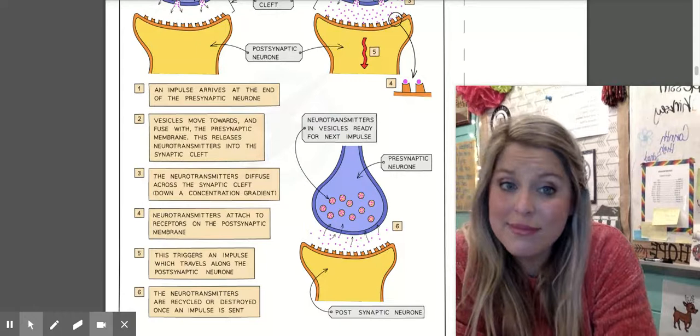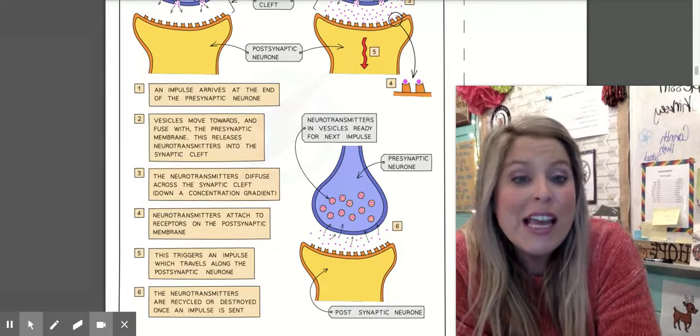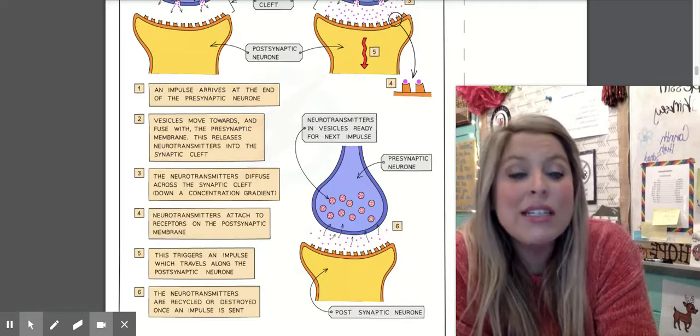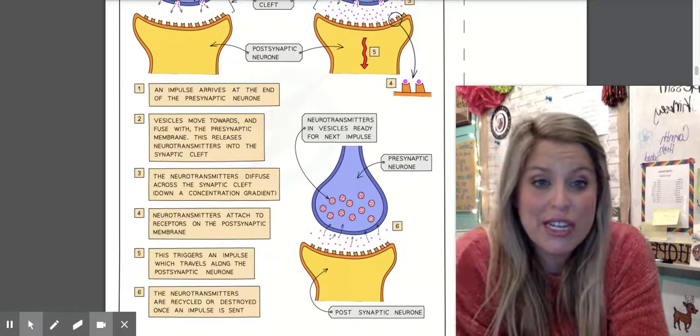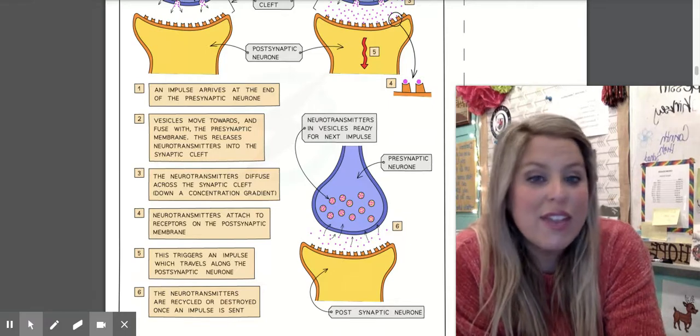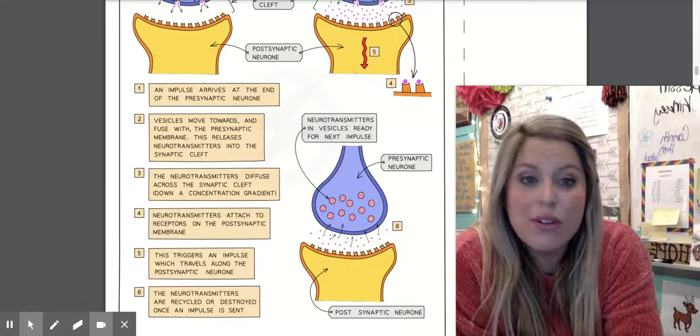All right, that's pretty much it for the reflex arc. Definitely take your notes, get your diagrams labeled, and move on to your check for understanding quiz. You should have an Edpuzzle as well, and then just a small assignment to do for today.